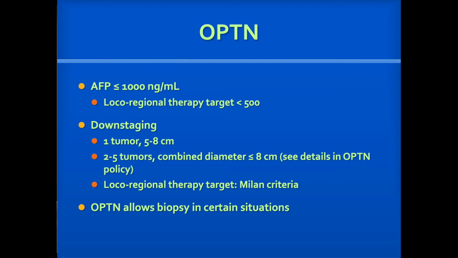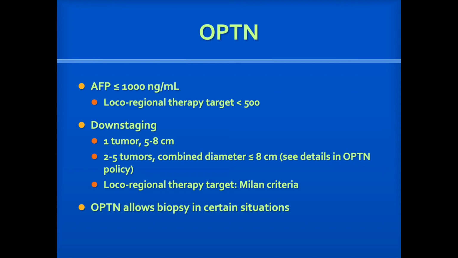Whereas LI-RADS does not take into account clinical features, for example, AFP level, OPTN does have an interest in what the AFP level is, and they require it to be less than 1,000 at the time of diagnosis. Then if the patient undergoes local regional therapy, the target is to get the AFP under 500 and to remain under 500 until transplant. So we talked about Milan criteria.